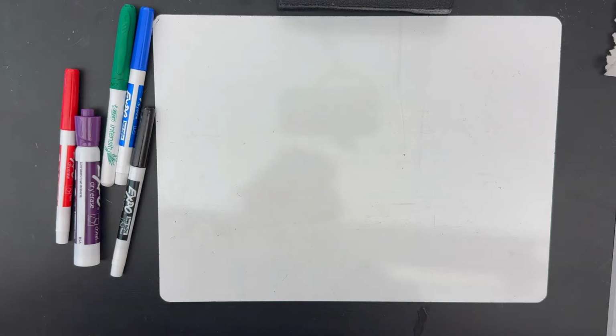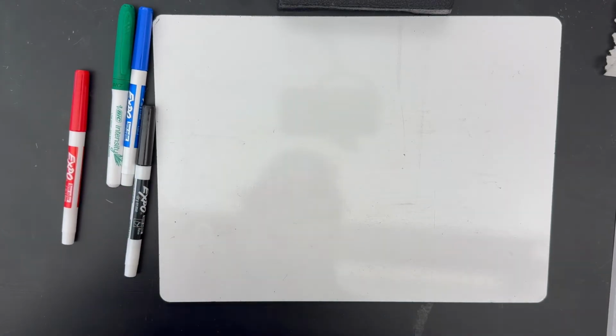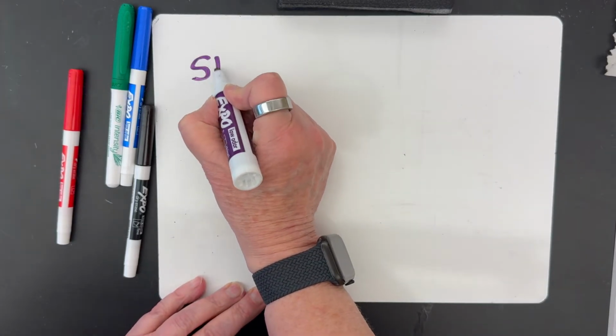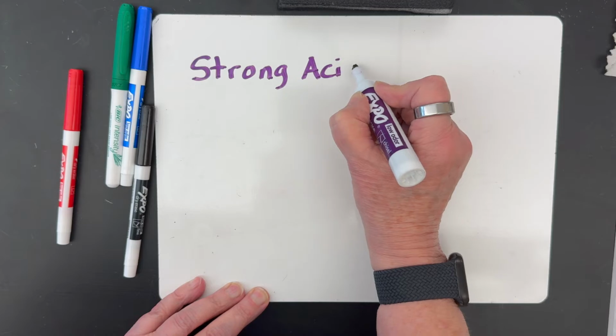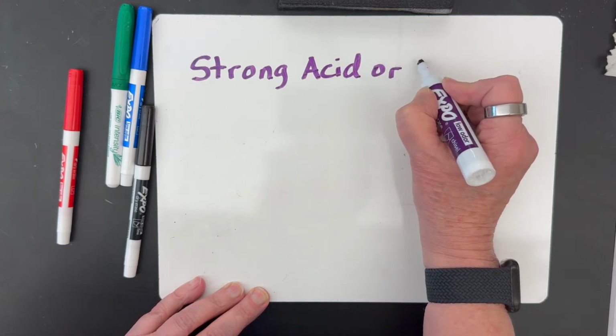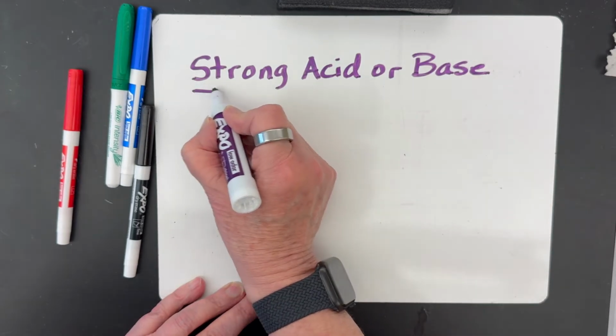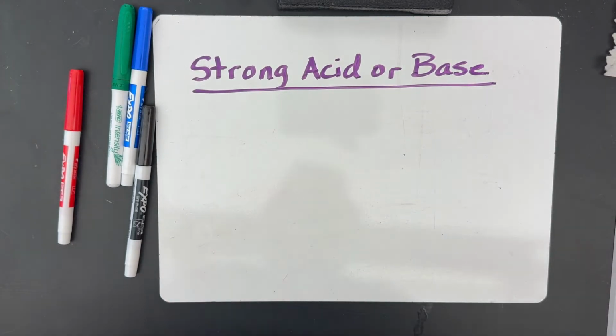In this video, I'm going to talk about how to determine whether an acid and a base are strong or weak. So let's first talk about what that actually means. To be strong, it doesn't matter whether it's an acid or a base. What that means is that when you mix it with water, it completely dissociates. That means it completely comes apart into ions.